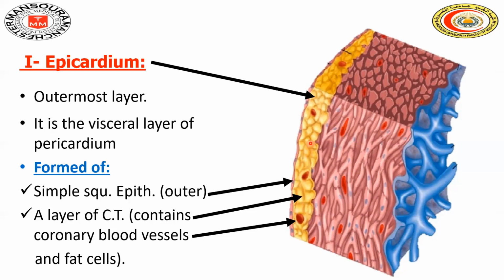Actually, as we mentioned, it represents the visceral pericardium. So both are the same. Visceral pericardium is the same as epicardium. This layer histologically is formed of two components. First is epithelium, which is simple squamous epithelium, underlaid by a layer of connective tissue containing fat cells and coronary blood vessels, which are supplying the heart.